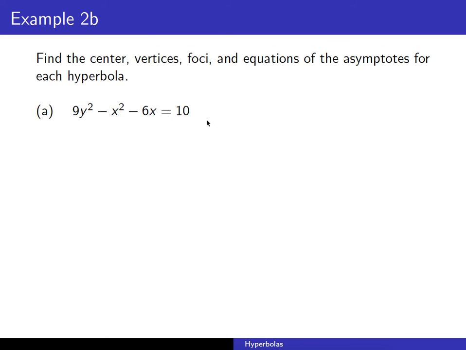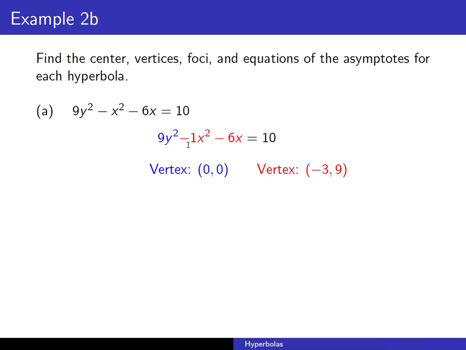For example 2b, we have 9y squared minus x squared minus 6x equals 10. This one already has the constant on the right-hand side, so that's one less step we have to worry about. So looking at our terms, we notice the 9 in front of the y squared is positive and the 1 in front of the x squared is negative.